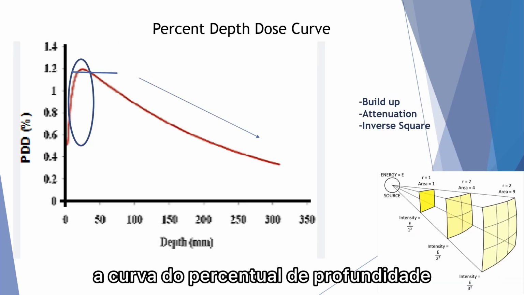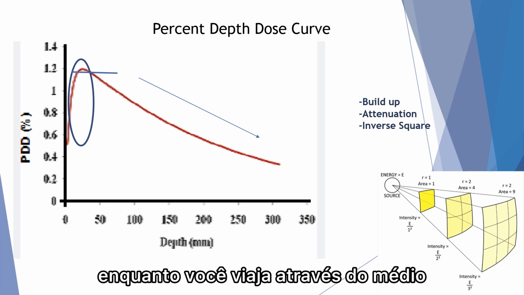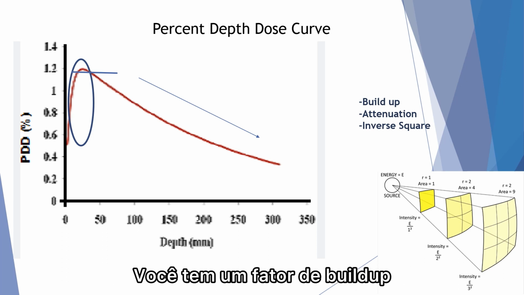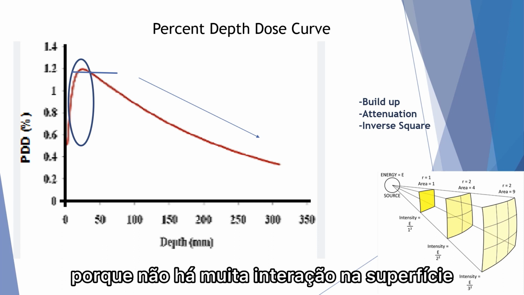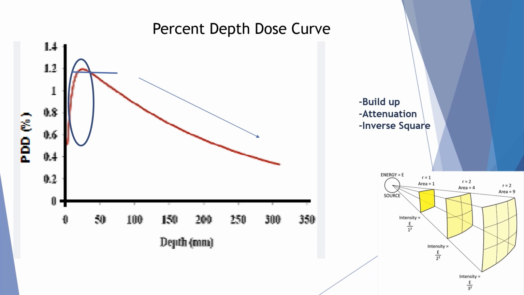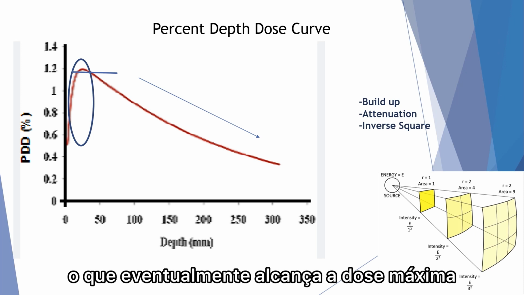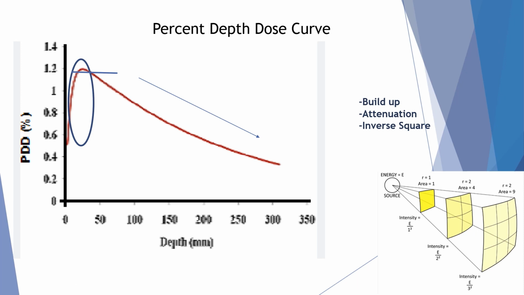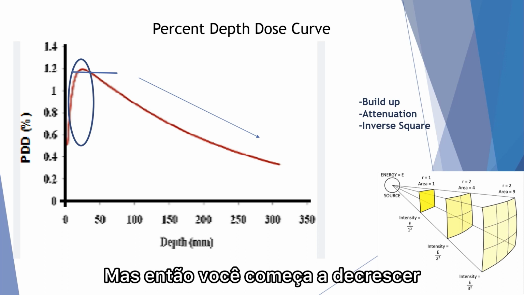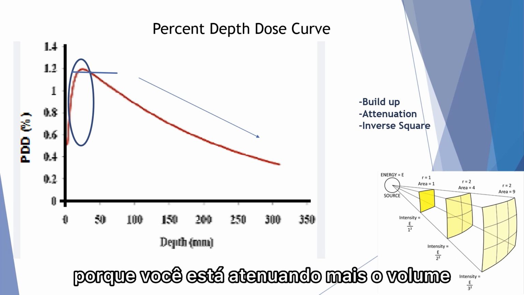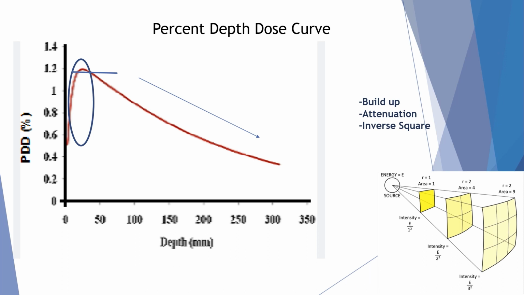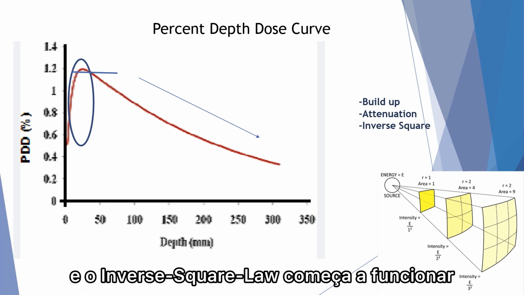Here's a percent depth dose curve, and it shows the interactions as you travel through a medium. You have a buildup factor because there isn't much interaction at the surface, but as you progress, more interactions occur and dose is deposited, which would eventually reach a dose maximum. But then it will start to decrease because you're attenuating through more volume, and the inverse square law takes effect.